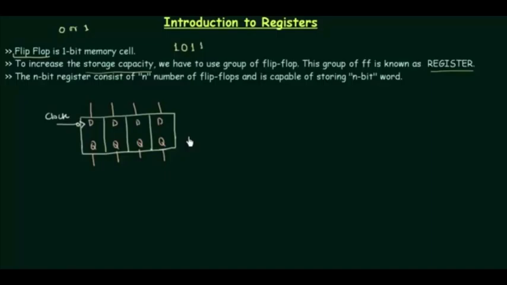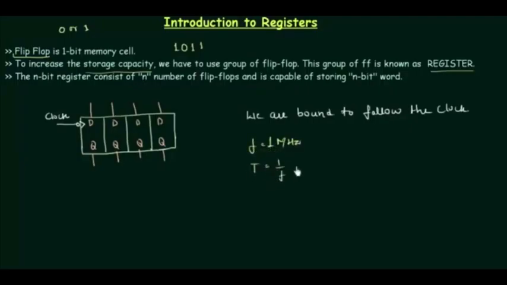So we are bound to follow the clock, and this is a problem in itself. I'm going to explain why it is a problem. For example, let's take a clock with a frequency 1 megahertz. This is the frequency, and you know that the time period is equal to 1 by f seconds. So time for frequency equals to 1 megahertz is equal to 1 microsecond.